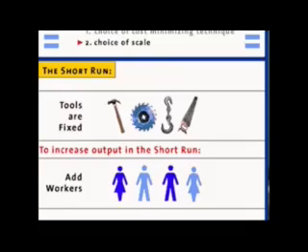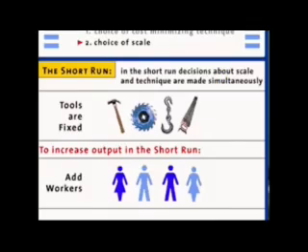So they're also choosing scale, the size of their operation, at the same time as they're choosing the technique of production. 3 workers and 1 tool may be the only option that's available to the firm for increasing their output in the short run. The firm is simultaneously choosing the technique of production and the size of their operation. In the long run, the firm gets to choose these 2 things separately, which is one of the reasons why long-run costs of production are always lower than the short-run costs. The firm has more flexibility.